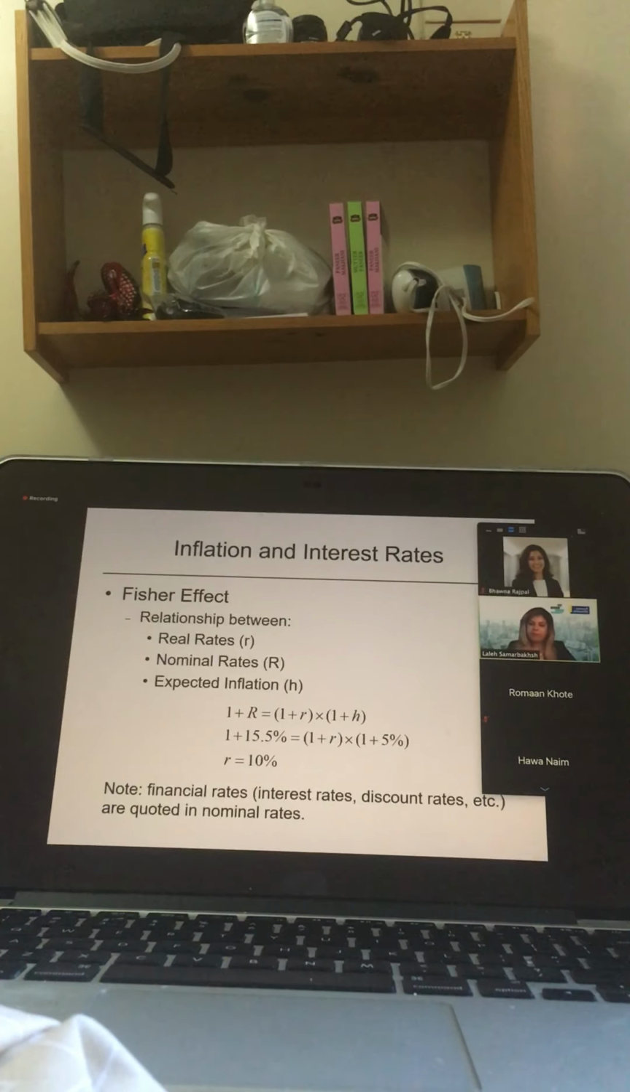Remember, financial rates, the interest rates, discount rates, etc. Everything that you and I have been talking about so far, they're all quoted in nominal rates. Okay, so when there's no mention of inflation, there's no mention of real, everything is in fact nominal. Okay. That's it about inflation and interest rates.